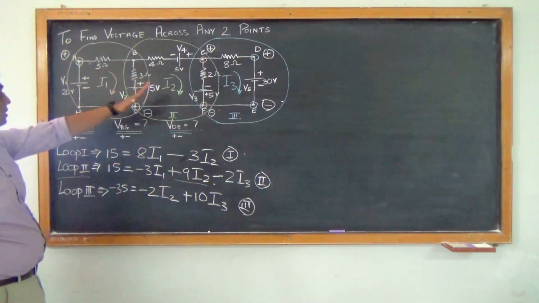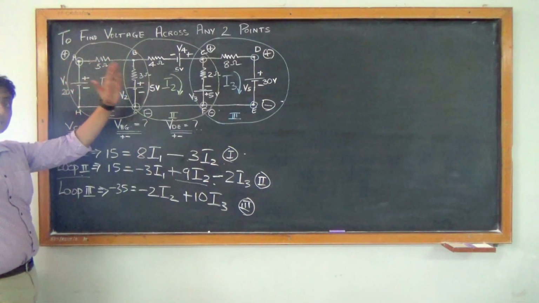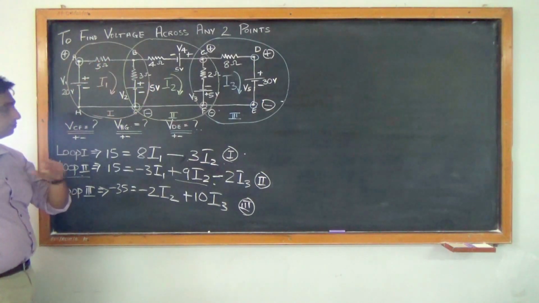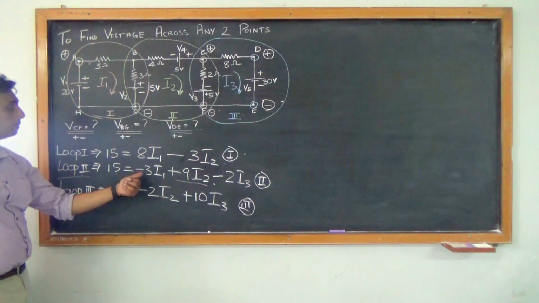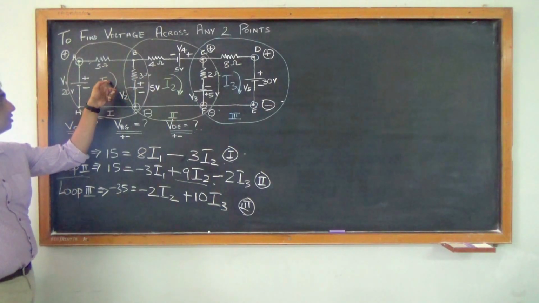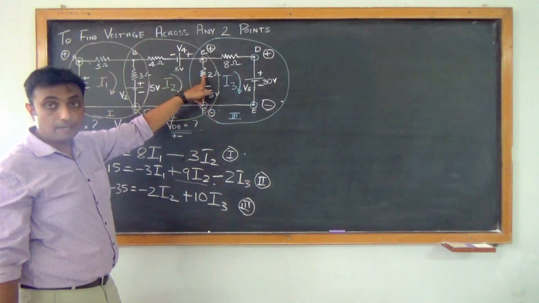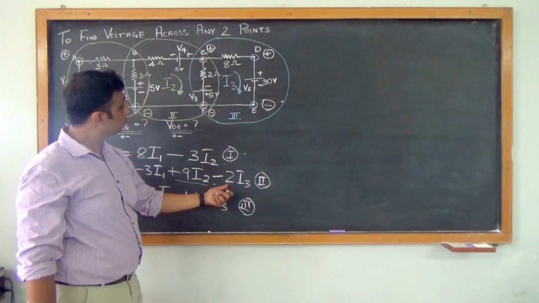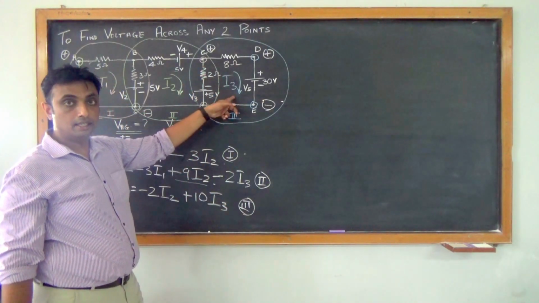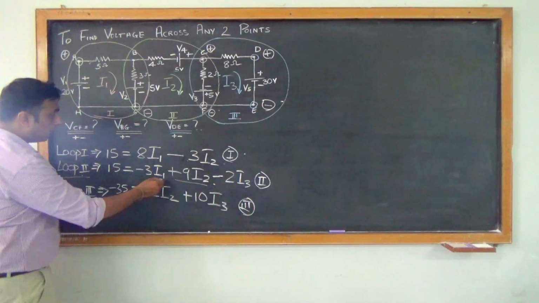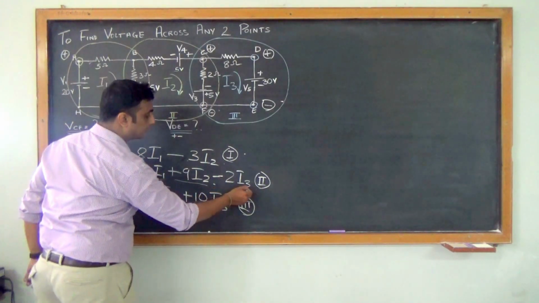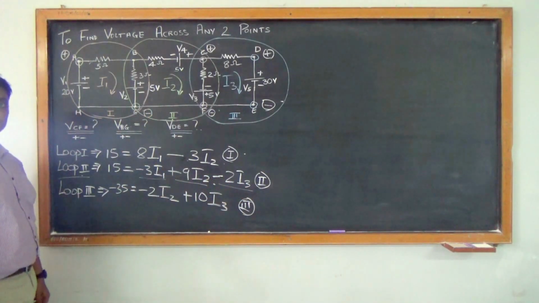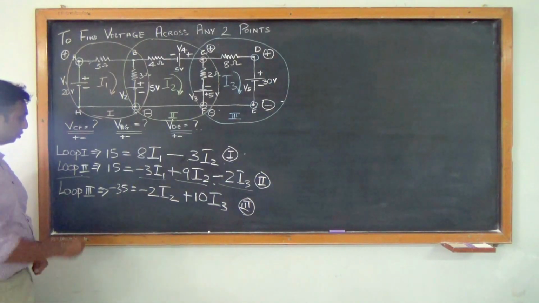Any current other than loop 2's current will be taken as minus. So we have minus 3 I1, and in the same way we have minus 2 I3. Whatever other currents are there will be taken as minus. Now coming to loop 3.